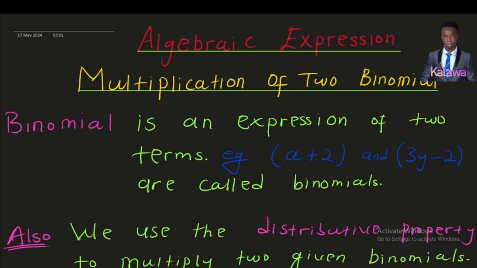Today, we are moving on to the multiplication of two binomials in algebraic expressions. So what then is a binomial? When we talk about a binomial, we say it is an expression of two terms. That is, let's say we have a plus 2 in one bracket, and then we have 3y minus 2 in another bracket. So these two brackets that have different terms are known as what? Binomials.